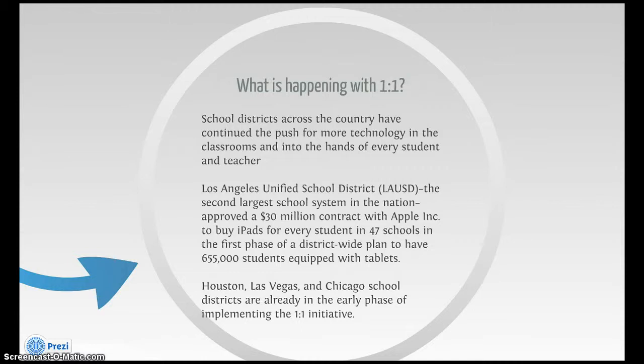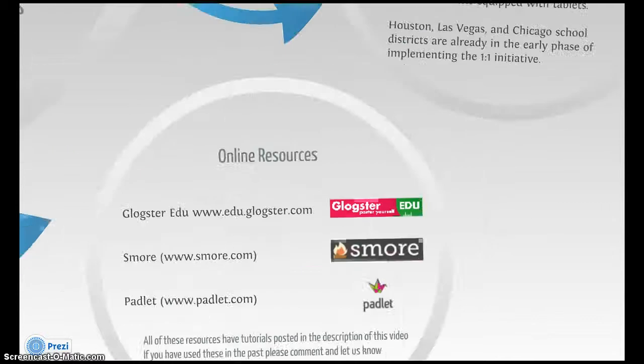what's currently going on, including Los Angeles, what they just did, this was only a couple of months ago with their contract, and then including Houston, Las Vegas, Chicago. So a lot of the major cities are starting this push for a one-to-one, and so maybe if you're a teacher in a major city, you can start expecting that kind of push from your school district.